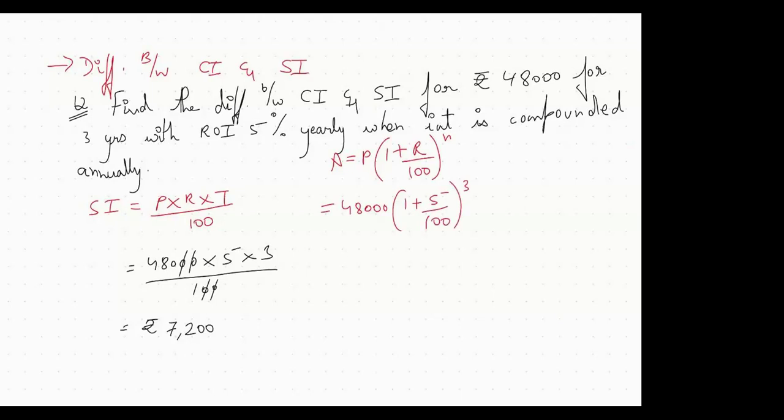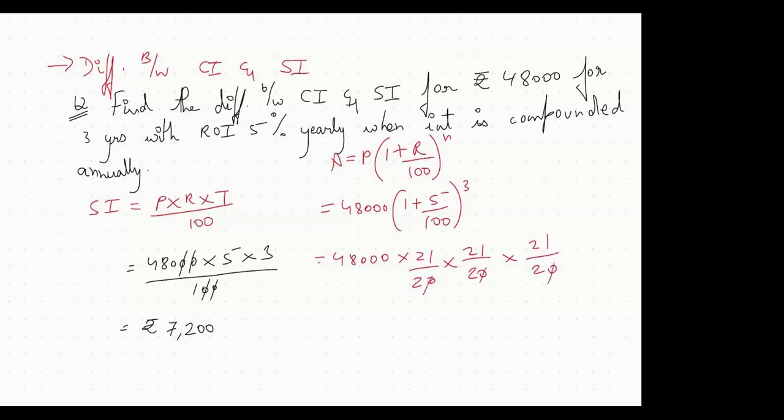Okay, now solve this. So 1 plus 5 by 100 becomes 21 by 20, because it becomes 100 plus 5, 105 by 100. So 105 by 100 cancel by 5 becomes 21 by 20. So 48,000 raised to the power 3 means 21 by 20 will come 3 times. So write it 3 times: 21 by 20 into 21 by 20 into 21 by 20. Now cancel the zeros of all the 20s.